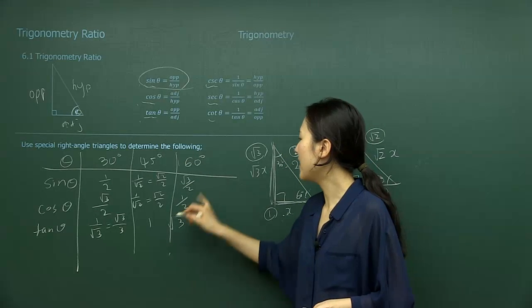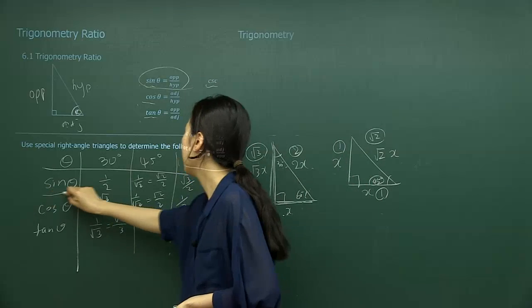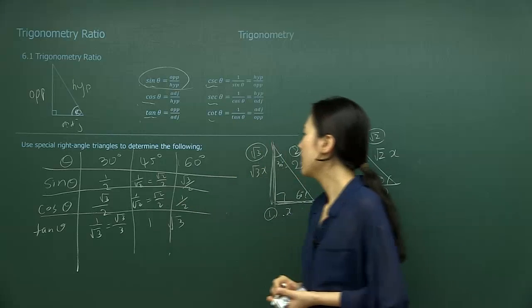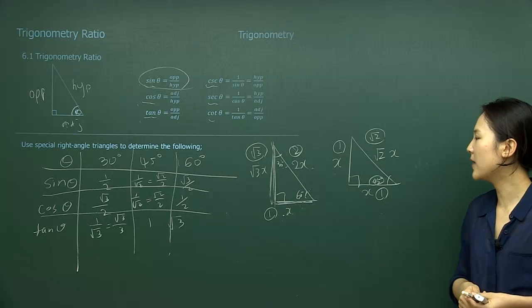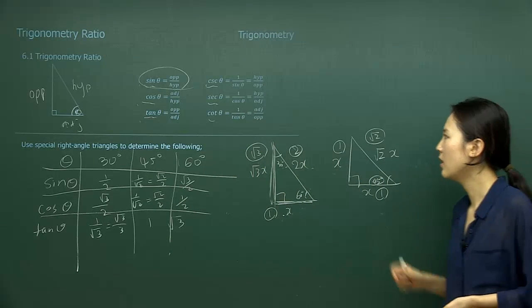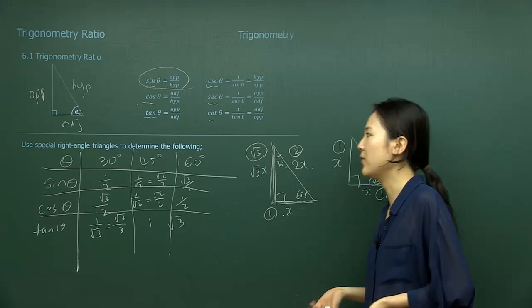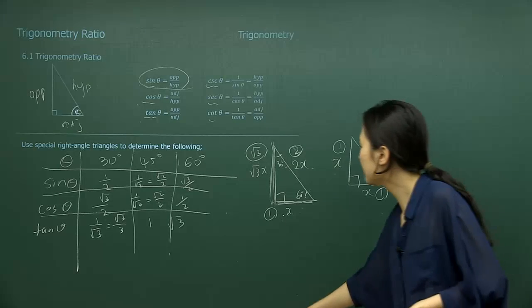So those are the values that you need to remember, because these are the exact values. And they come from the special ratio triangle, so you don't have to just memorize it. You may calculate them whenever you have to.